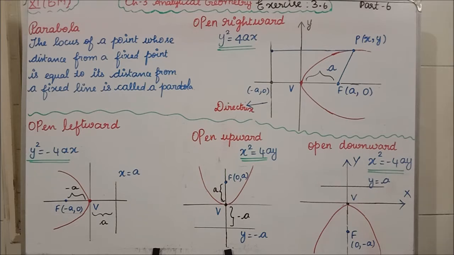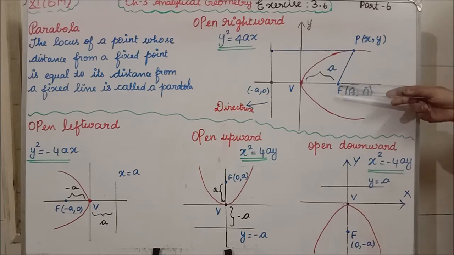Locus means what? The locus of a point which moves in such a way that its distance from a fixed point. Locus means it is a moving point; from a fixed point it will move. We learnt this in the first introduction to analytical geometry. Do you remember?